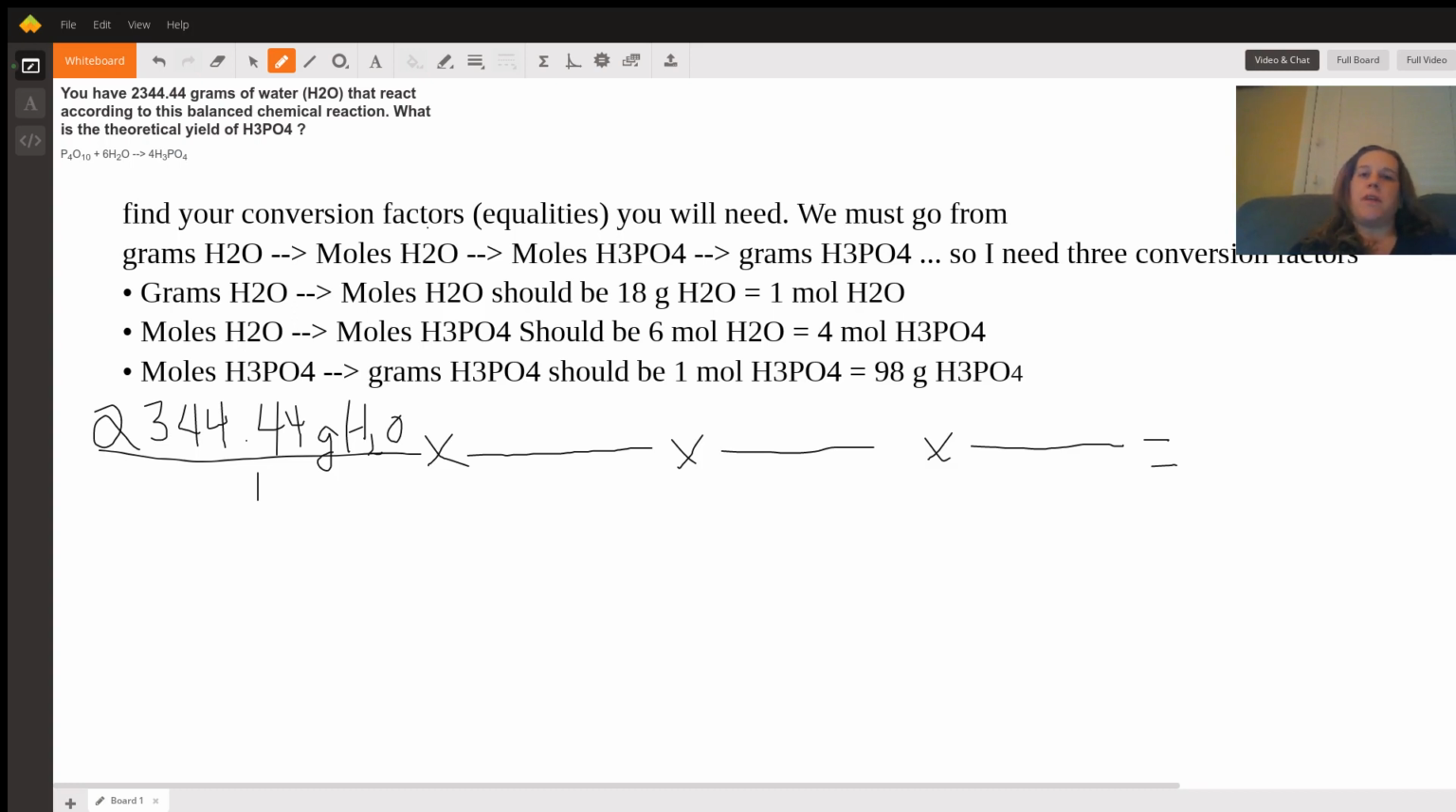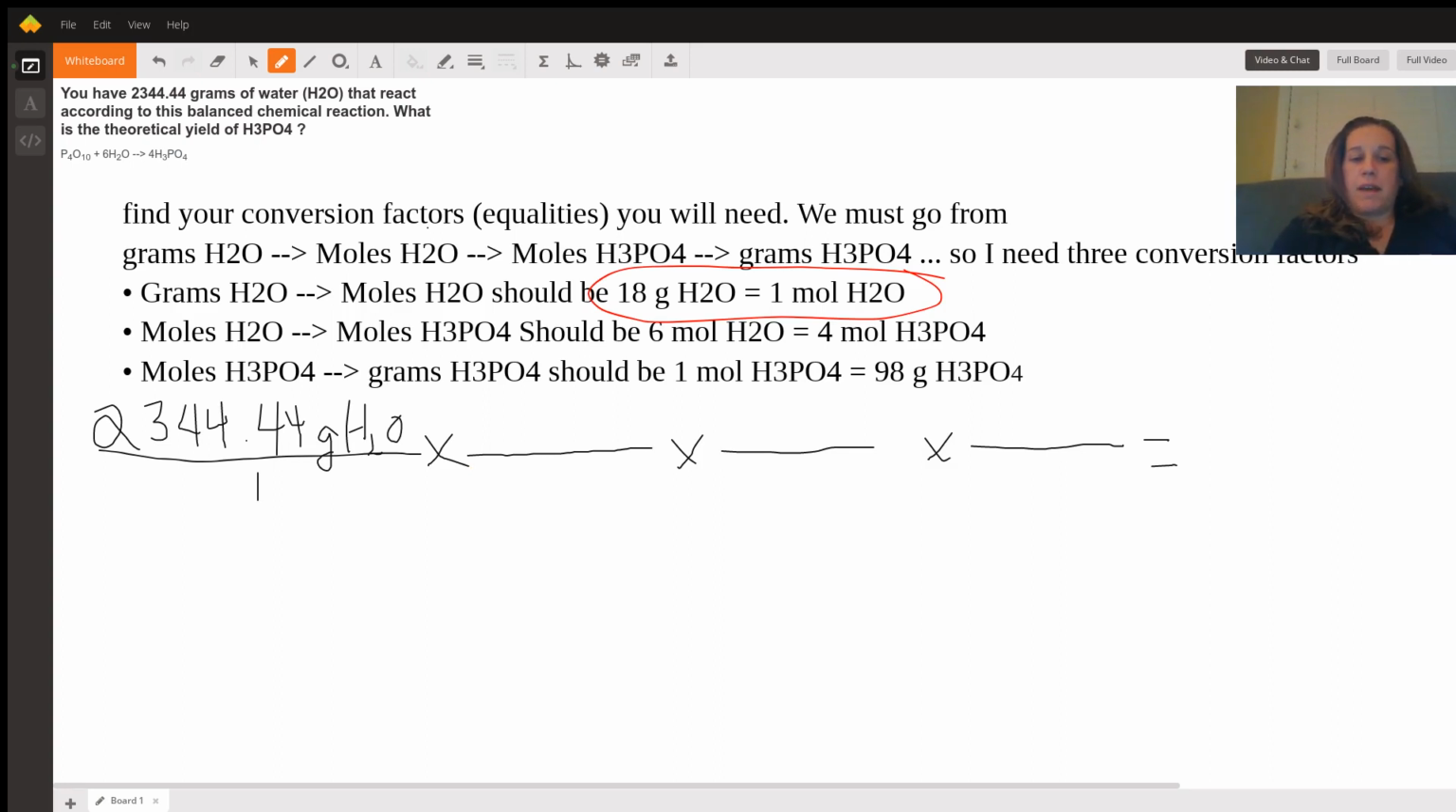With all these conversion factors, I'm actually not manipulating quantities. I'm manipulating units and relationships between different units. So I started with grams of water and I want to cancel out grams of water. Well, the conversion factor that I have, which indicates grams of water, is here. So 18 grams of water is equal to 1 mole of water. I want to cancel out grams.